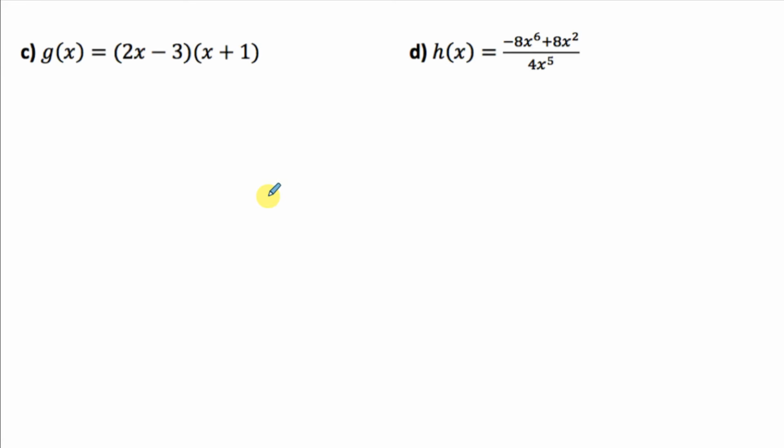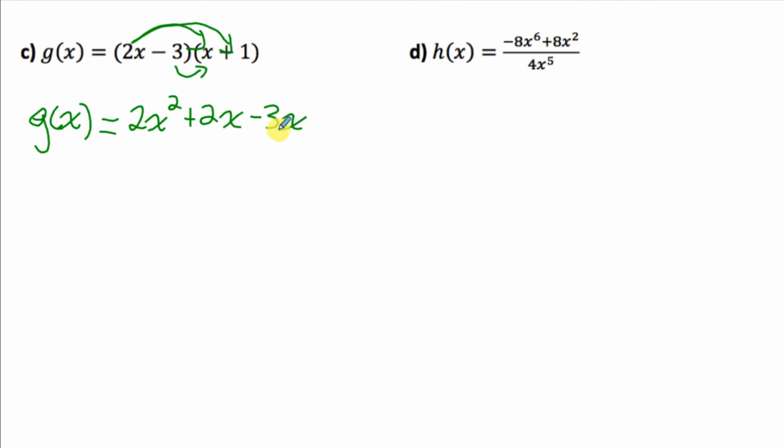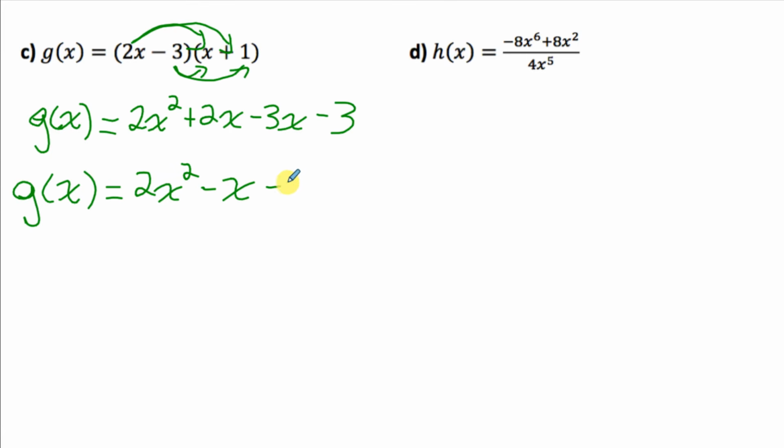Two more examples. Now part C is a product of two functions, so we will learn something called the product rule later. But for now, in order to differentiate this, you would have to rewrite the original function in standard form, meaning expand it out. So let's multiply it out. 2x squared plus 2x minus 3x minus 3. And then we'll collect any like terms that we have. So this g of x function equals 2x squared minus x minus 3. And now we can differentiate this.